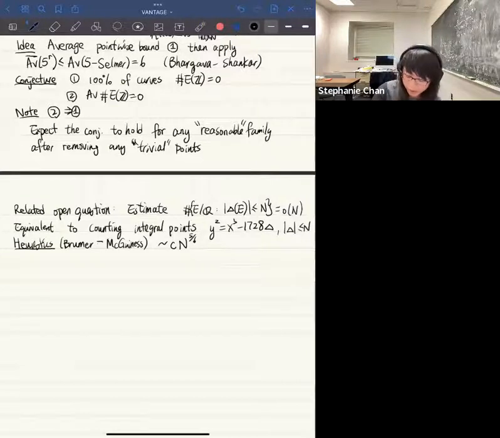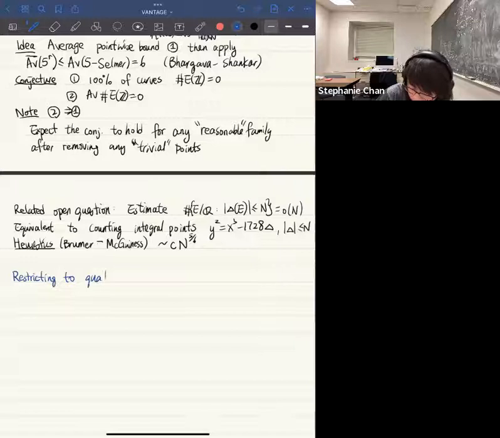Okay, so this is why we might care about integral points and families. A different family that I've worked on, that's not directly relevant to this open question, so to speak, is the quadratic twist family of Kolmogorov number curves. So here I want to start restricting to quadratic twist families.